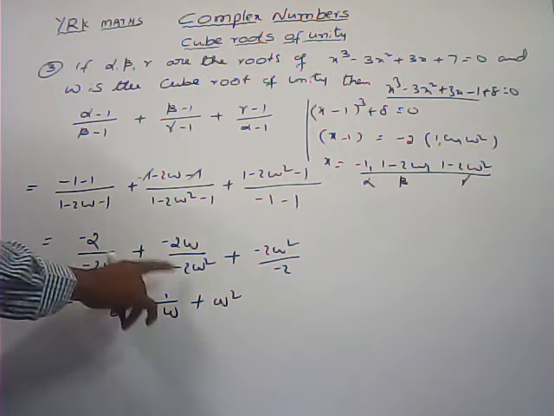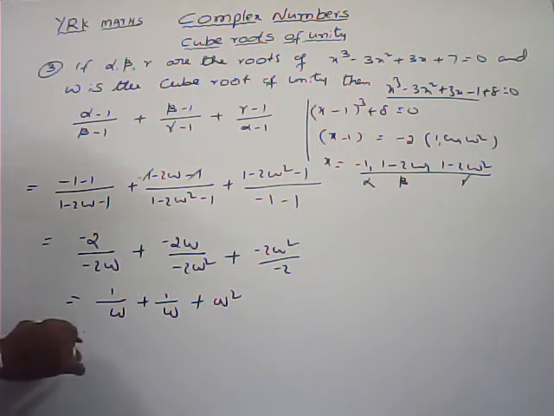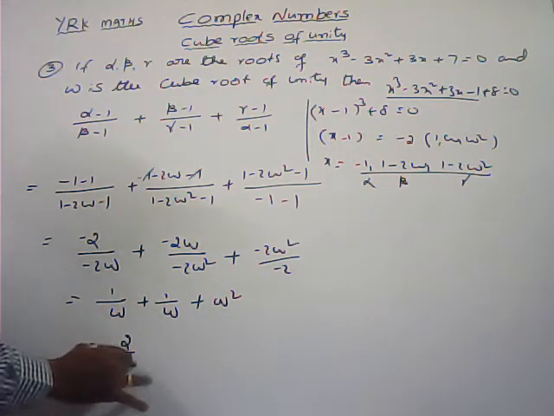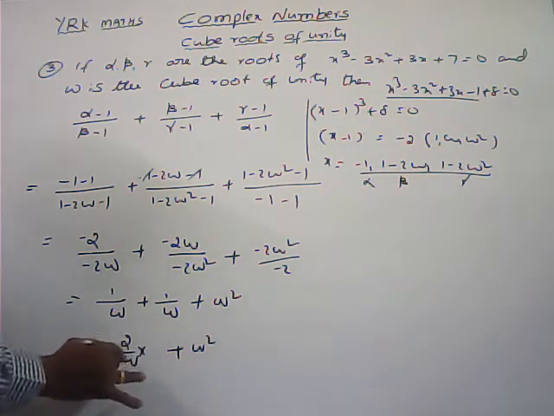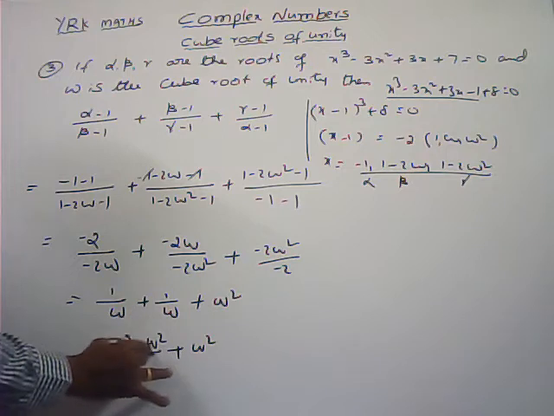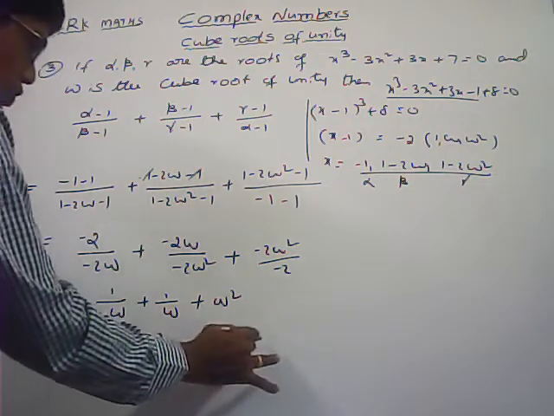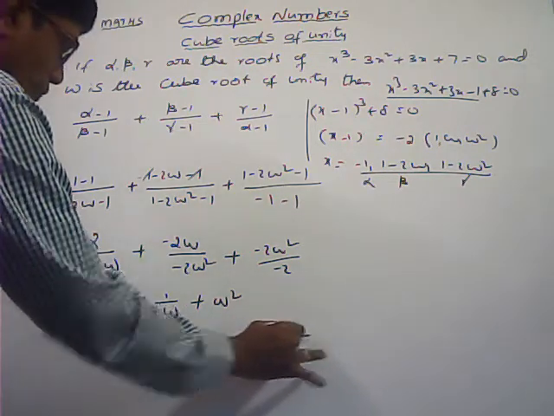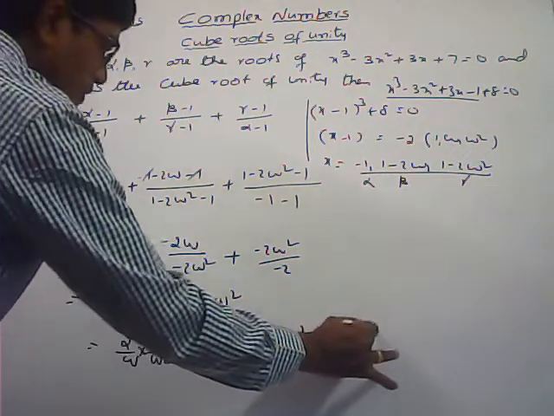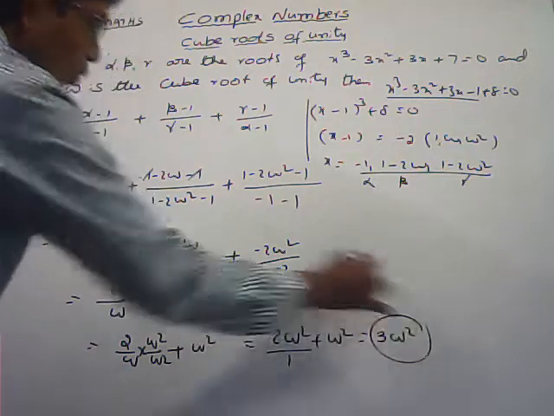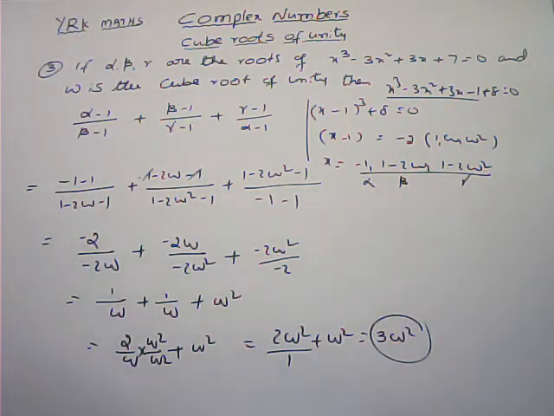Here 1 by omega, that is also 1 by omega. This is 2 by omega plus omega square. Here what I am doing? Multiplying and dividing with the omega square. That is equal to 2 omega square upon omega cube, that is 1, plus omega square, that is equal to 3 into omega square. That is the value of the given expression.